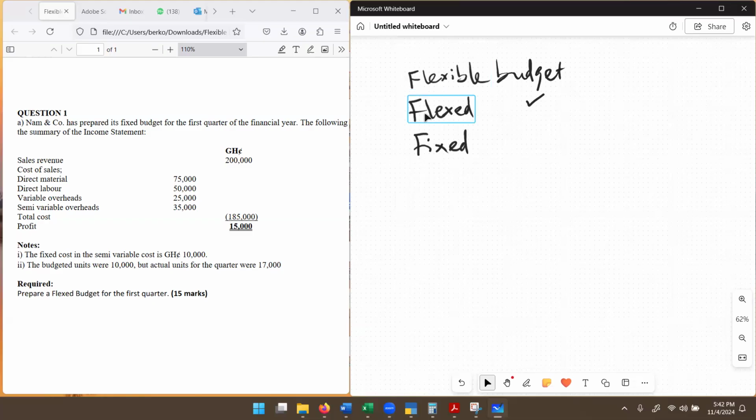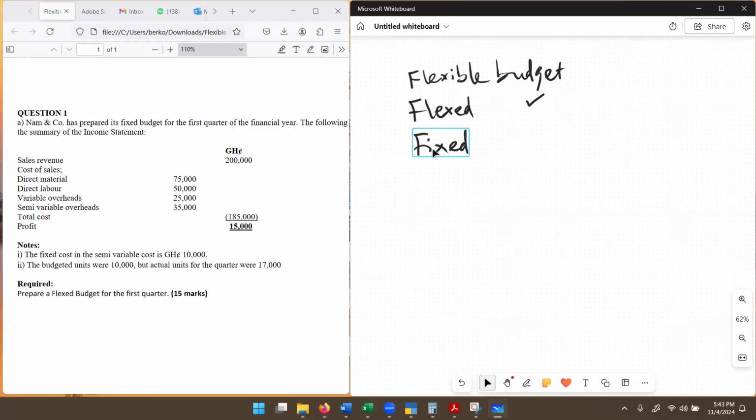Now, the flexed budget is when you have a new activity level and you flex the budget to reflect that new activity level. So the new budget you get is known as a flexed budget. If you want it to rhyme, we will say a flexed budget is a flexible budget that has been flexed. So if you have a flexible budget and you revise it based on a new activity level, we will now have what? A flexed budget.